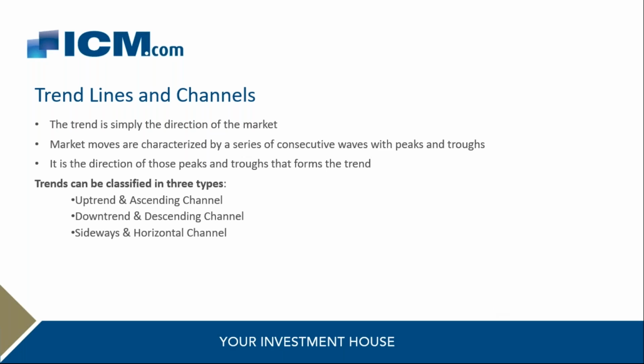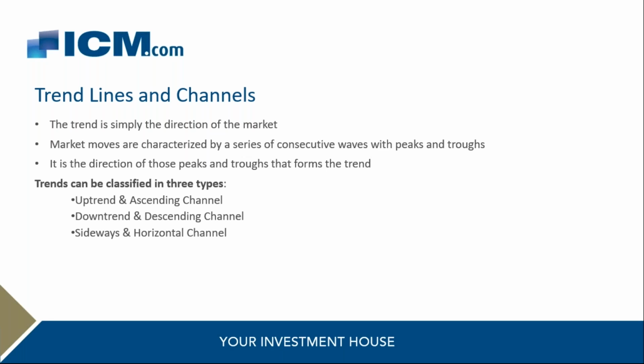There are mainly three types of classifications for trends: an uptrend or ascending channel, a downtrend or descending channel, or sideways, a horizontal channel. The trend is simply the direction of the market.